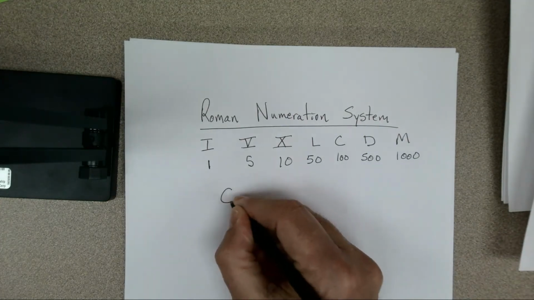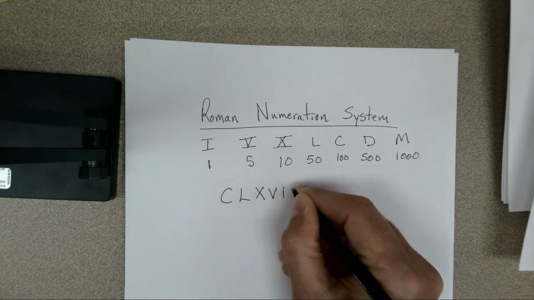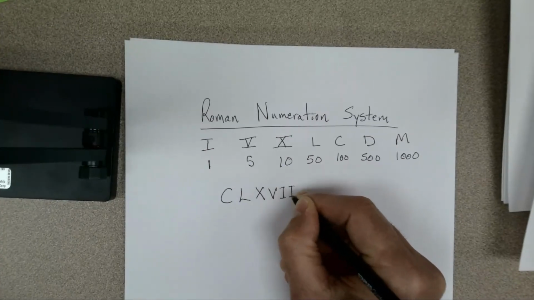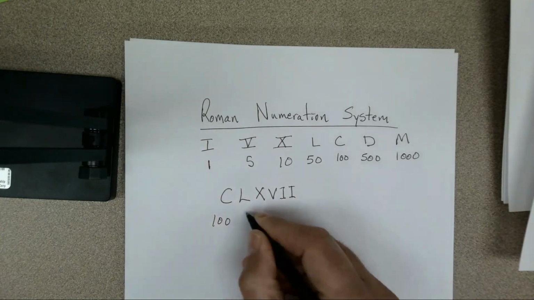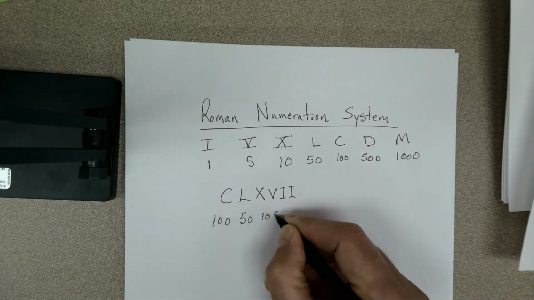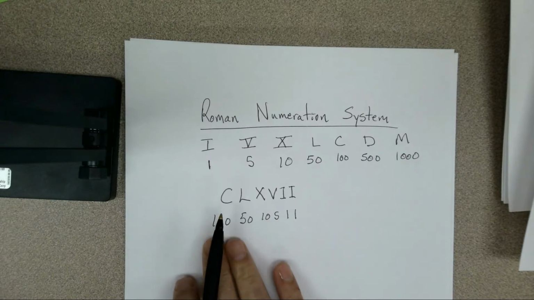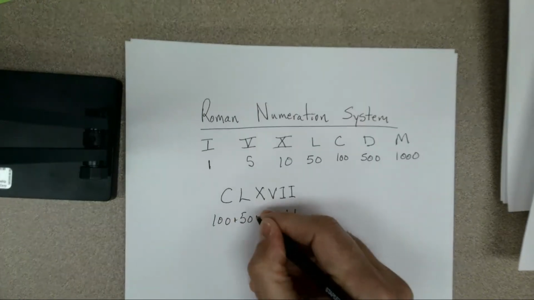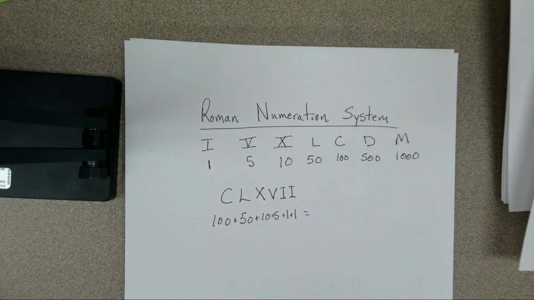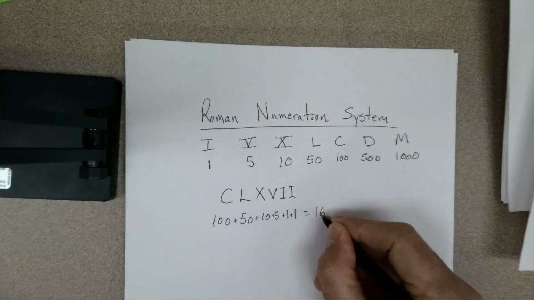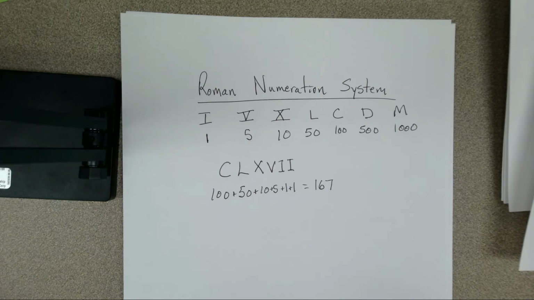Okay, so let's say we had a Roman numeral like this, CLXVII. What would this translate to in Hindu-Arabic? Well, this is 100, this is 50, that's 10, 5, 1, and 1. Since this is bigger and it decreases going from left to right, you just simply add up these numbers. Okay, you would add up all these numbers. So this would be what? 167. 167.